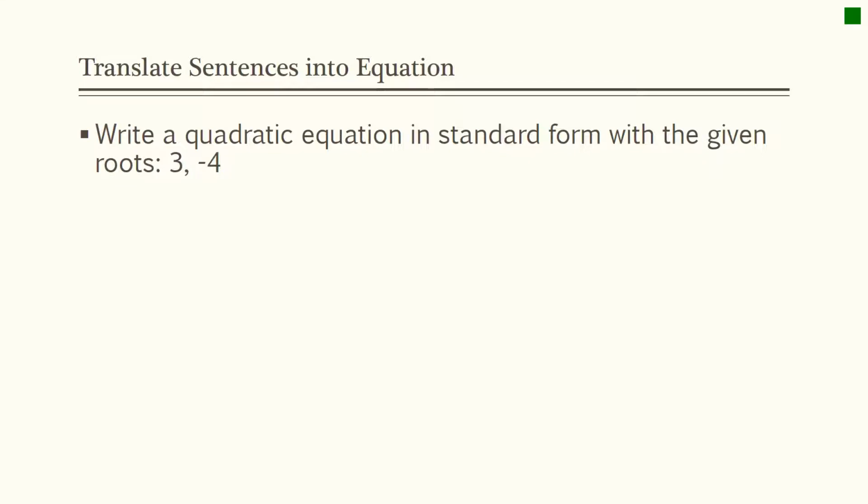All right, so now let's look at a second example of this where we're to translate sentences into a quadratic equation in standard form. And this time we've got write a quadratic equation in standard form with the given roots of 3, negative 4. So now remember, I'm going to set it up in this form, beginning by x minus 3 times x minus negative 4. And of course, this negative situation is going to create a positive right here.